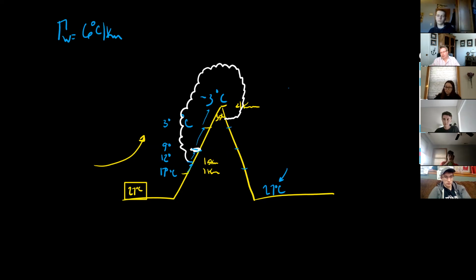What's the temperature down here? 35. So it's -3, then it goes to 0. And then it goes 1/2, so it goes to 5, 15, 25, and 35.